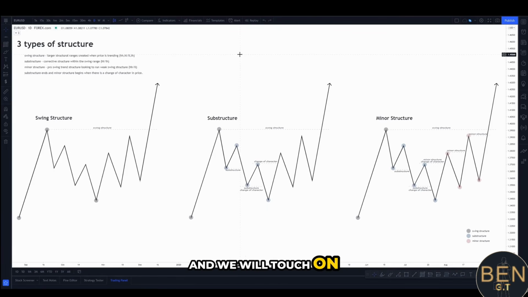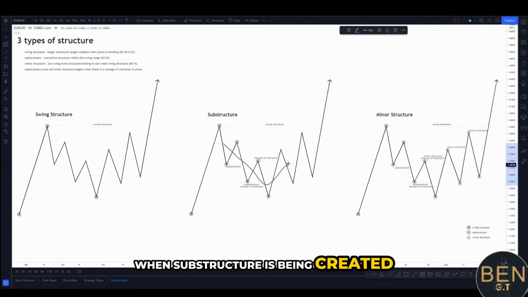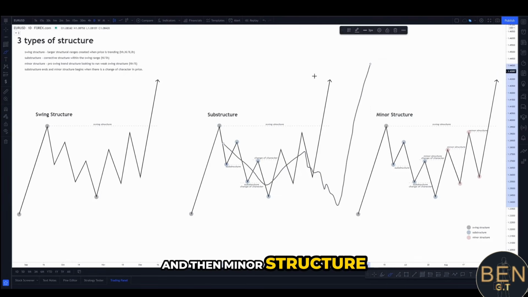And we'll be able to touch on this a lot more once we jump into the liquidity segment. And we'll discuss in the liquidity section how we can filter out, or at least have a better edge on when substructure is being created, it switches to minor structure, but then switches back to substructure and then minor structure before we actually break the swing high.